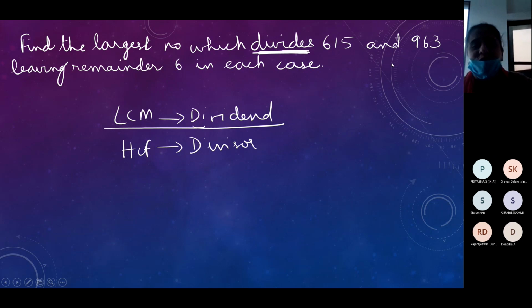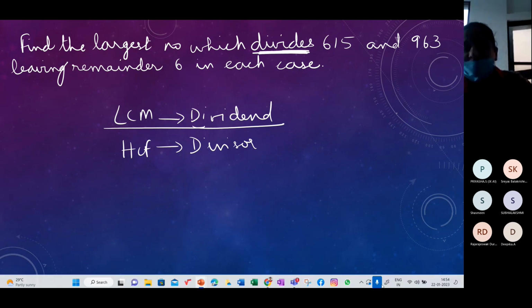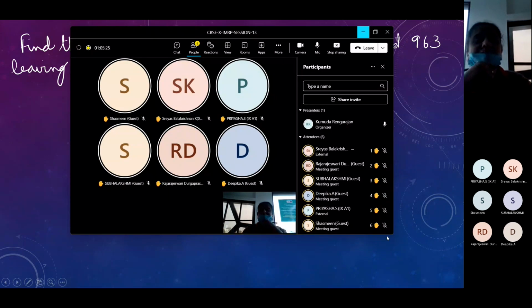Okay, tell me one by one. Read this question. You are looking for a number that divides 615 and 963. Are you looking for the denominator or numerator? Denominator. You'll have to find a number that divides the given numbers. That should divide the two given numbers. So you're looking for the denominator. That means you want the HCF.